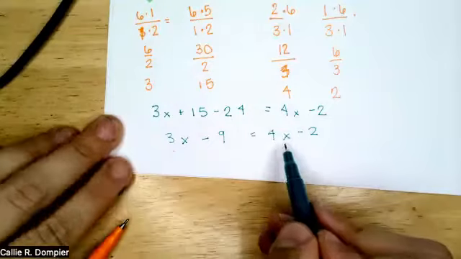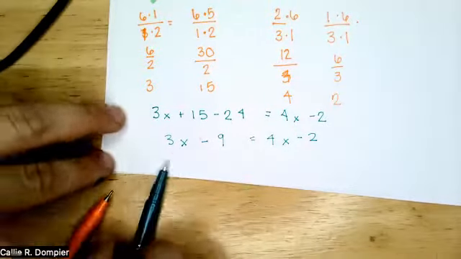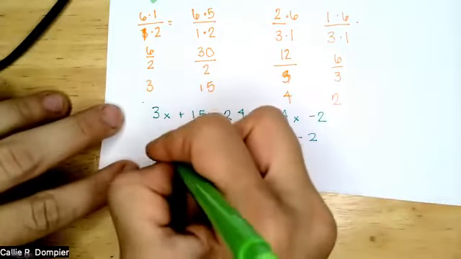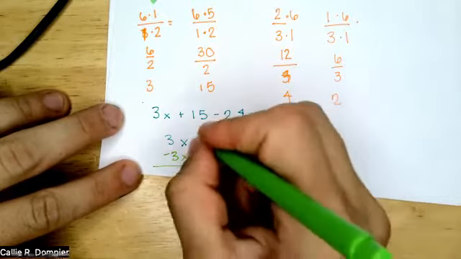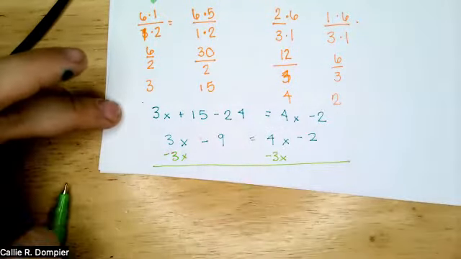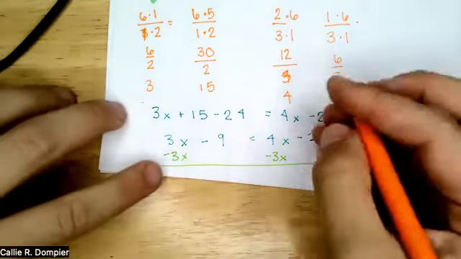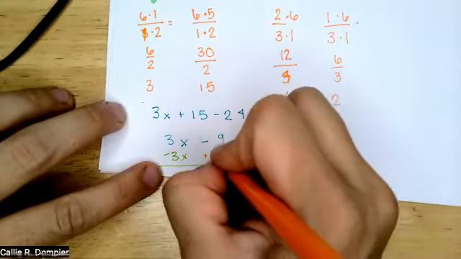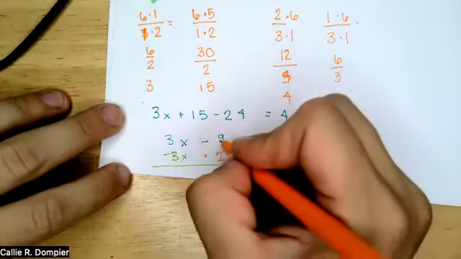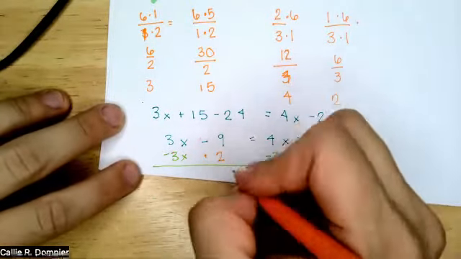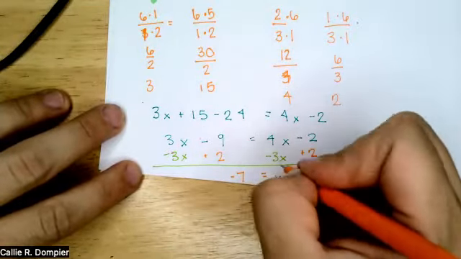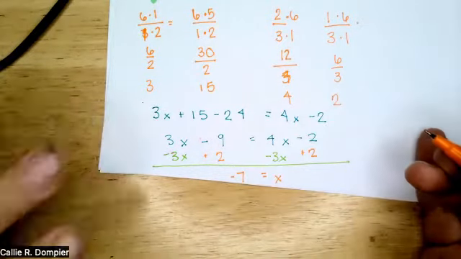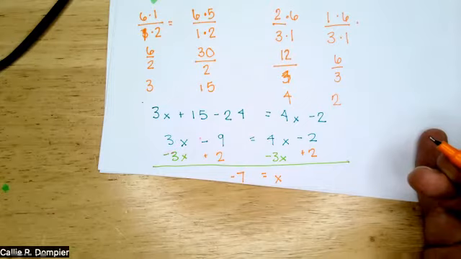Now, I want my x to be positive this time, so I'm going to subtract the 3x so that I don't get a negative x. That means my x's are going this way, so my constants have to go the other way, so I'm going to add 2. Negative 9 plus 2 is negative 7, because that 9 was negative, equals 4 minus 3, which is a positive x. So that's what you do with fractions.